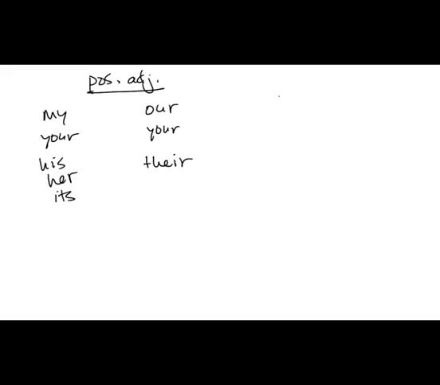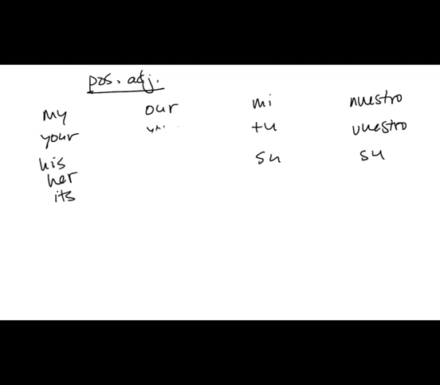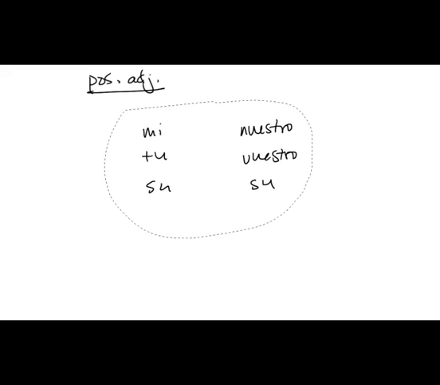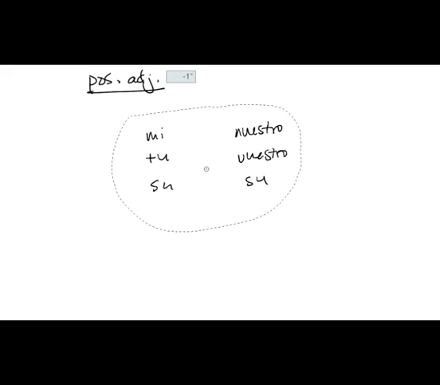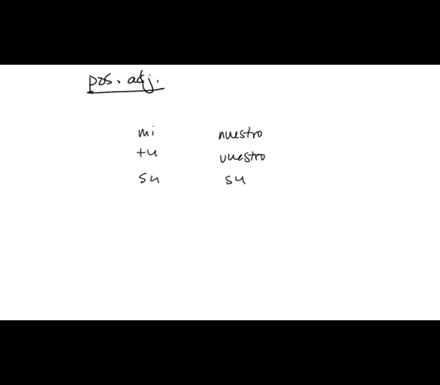The corresponding forms in Spanish are mi, tu, su, nuestro, vuestro, su. Okay, let's erase the English forms here and just work with our Spanish forms. I'll make them a little smaller because I'm going to be doing a little writing on the sides here. Okay, so these are the adjectives.